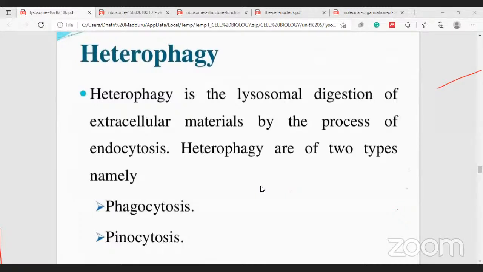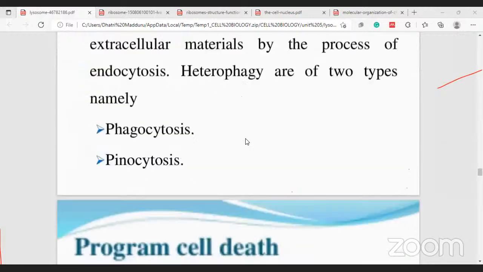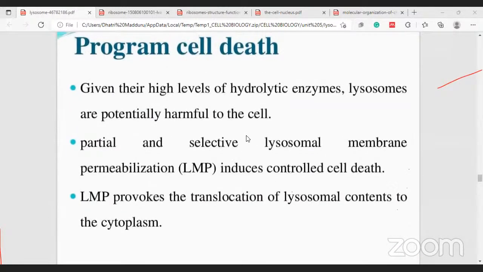If it is a solid material, it is digested by phagocytosis. If it is a liquid material or cytoplasmic contents or something, it is pinocytosis. Then programmed cell death, or apoptosis.